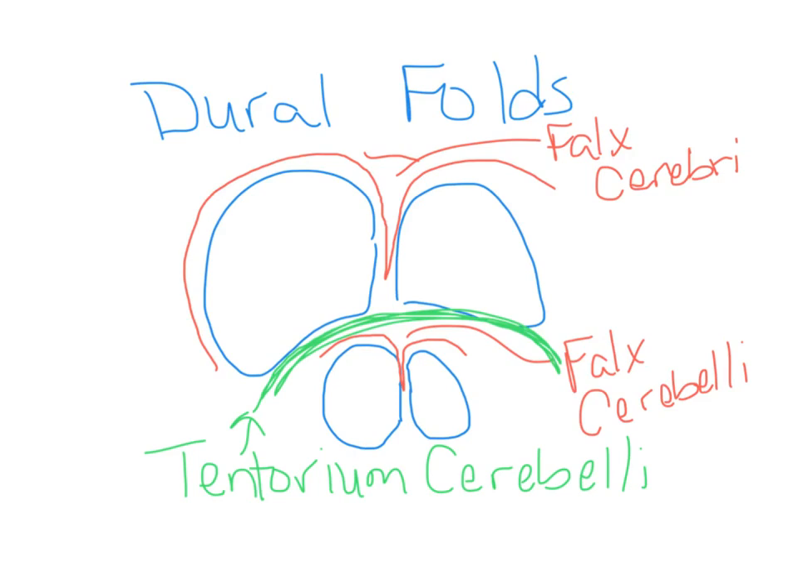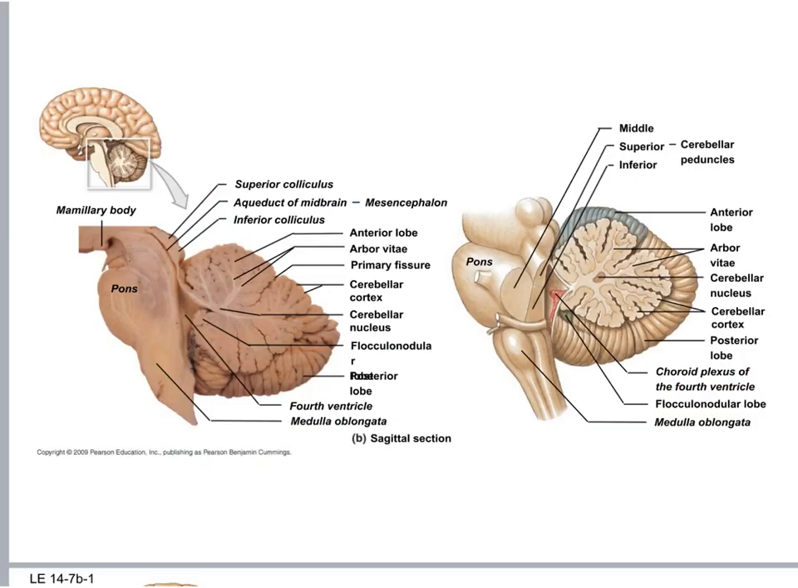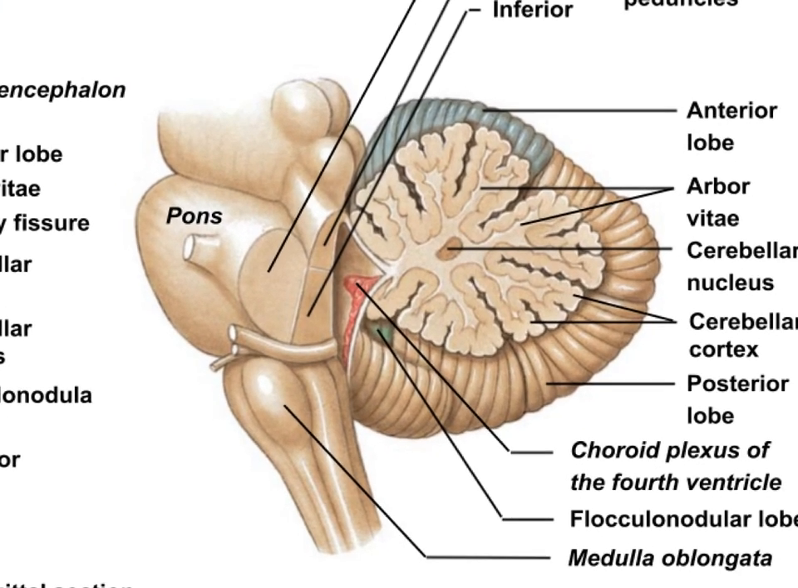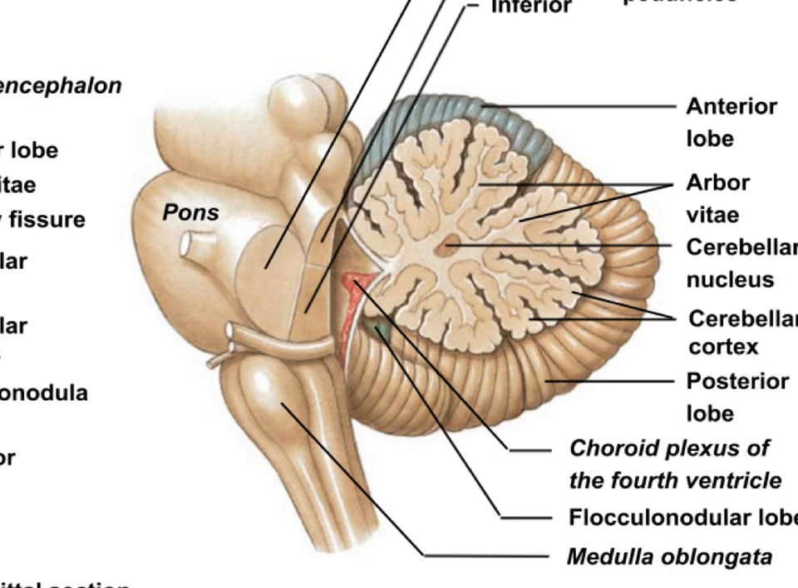So let's look at the cerebellum then. Okay, you guys remember the cerebellum. It sits right behind the pons. It sits right behind the fourth ventricle. If I blow this up and we look inside the cerebellum, we can see that there's a white matter in there that looks like a tree, actually. So that white matter we call the arbor vitae, right? That's just the white matter.